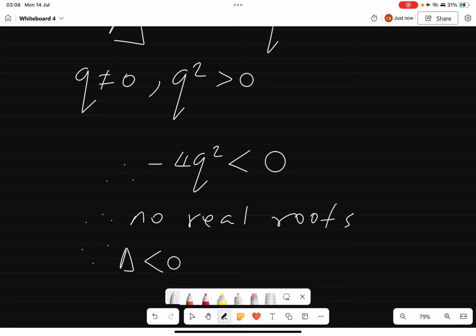Ladies and gentlemen, remember this. If your discriminant is negative, there is no real part on the x-axis, just complex roots. Let's keep going and win that maths award.